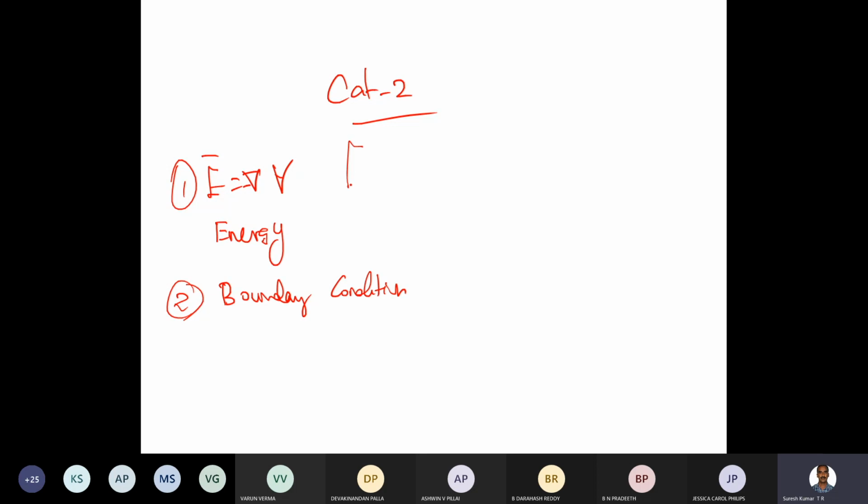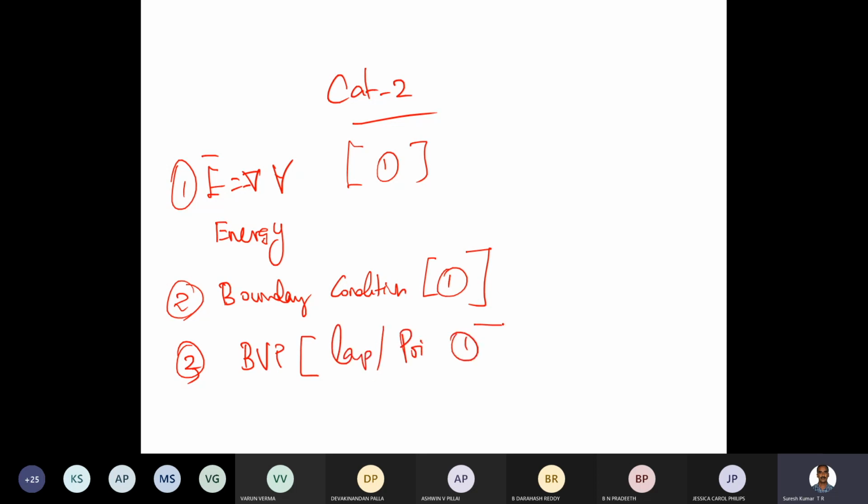You will surely get one question from the potential and one question from the boundary conditions, and other possible questions will be from the boundary value problem, maybe Laplace or Poisson based. You will get one question worth 10 marks. For boundary conditions it may be less than 10, because it's a quite simple question. But for the boundary value problem, you will get a 10 mark question. And the fourth possibility is Biot-Savart's law. It's going to be a compulsory question. It may be a 5 to 10 mark question, Biot-Savart's law based.